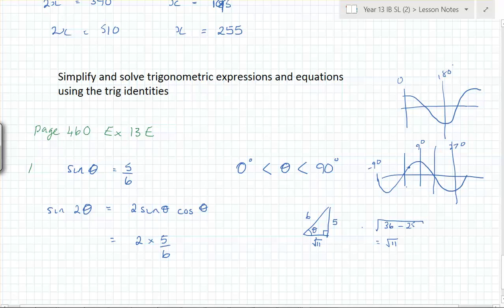So there's another way to do it. The book doesn't do it that way, but I've done it because that's what's actually happening when they use the identity. They're just finding it using Pythagoras' theorem.